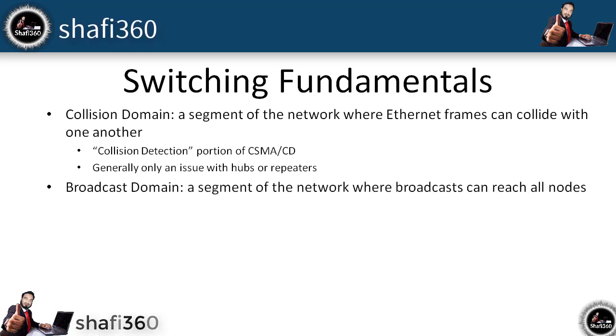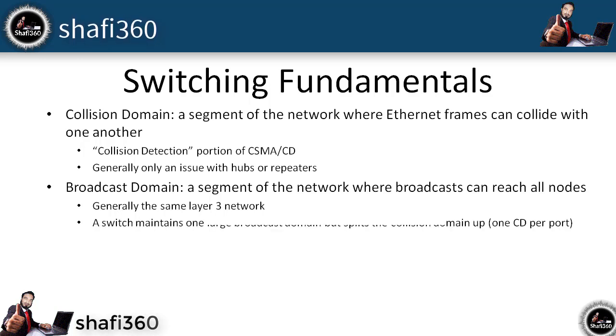The other concept that's important to remember is the broadcast domain. The broadcast domain is a segment of the network where broadcasts can reach all nodes on that network. Generally speaking, a broadcast domain is the same layer 3 network, the same range of IP addresses or IPX addresses or whatever layer 3 protocol you happen to be running. The magic sauce in a switch is that a switch maintains one large broadcast domain, but splits the collision domain up, basically one collision domain per port. So all of the machines on a given switch or a given VLAN, and we'll talk about VLANs elsewhere in the course, are all in one broadcast domain.